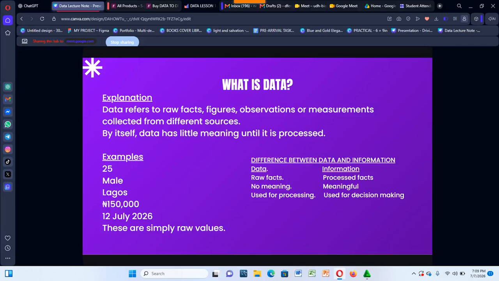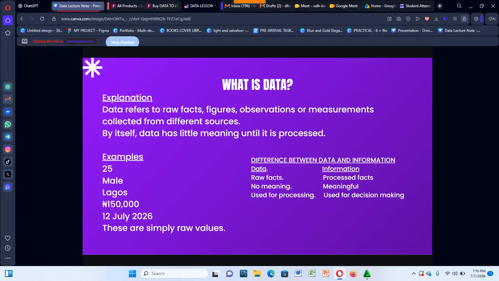Another difference is meaning. Raw data is just raw, there is no meaning for it. It can be just a number, a picture, or a text, but there is no meaning for it until we make it make sense. Information is something that has meaning. It's very meaningful, meaning that we have brought some facts from some data, giving us information which is now meaningful.